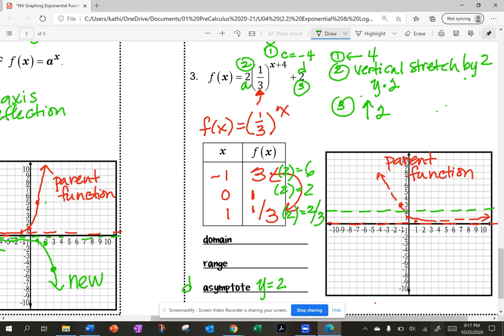Okay, so I'm going to take each point, I'm going to go left 4. I'm going to multiply the y value by 2 and then go up 2. So starting here, I'm going to go left 4. So 1, 2, 3, 4. My y value is 3. So it says I'm going up to 6. So 1, 2, 3. So I'm going up to 6. And then I have to go up 2 more.